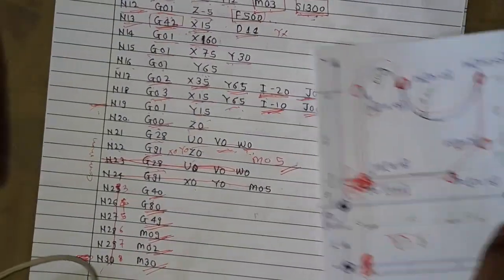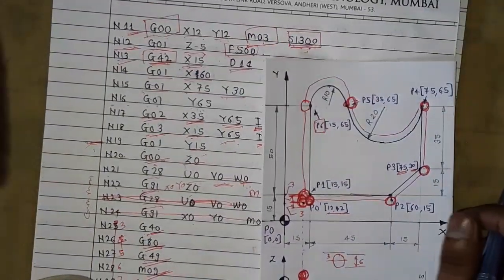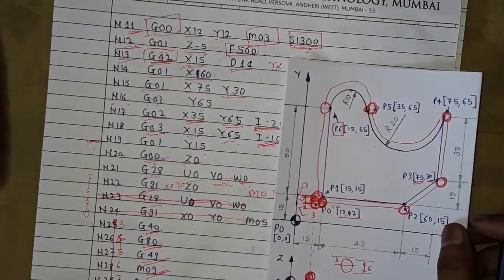So friends, we have learned how to do a milling part program on a CNC machine.